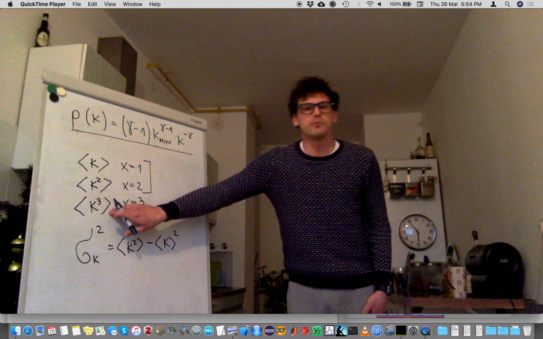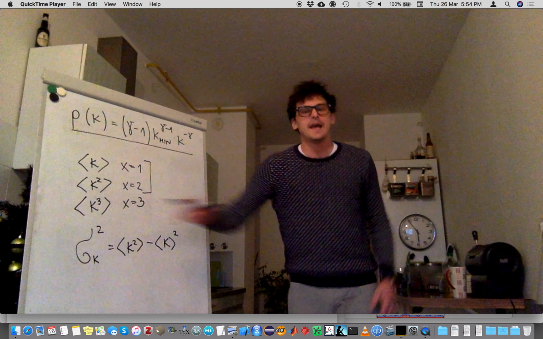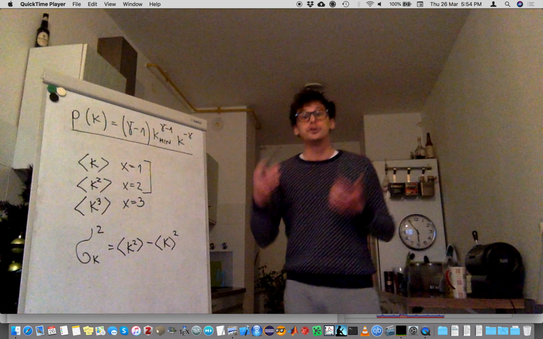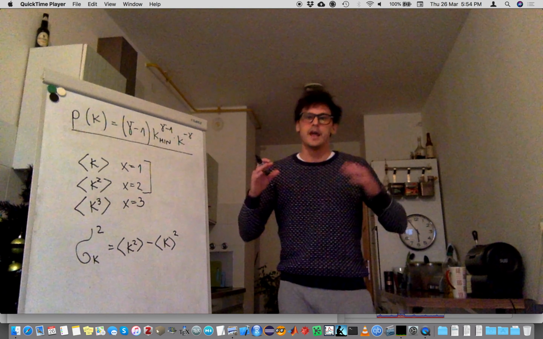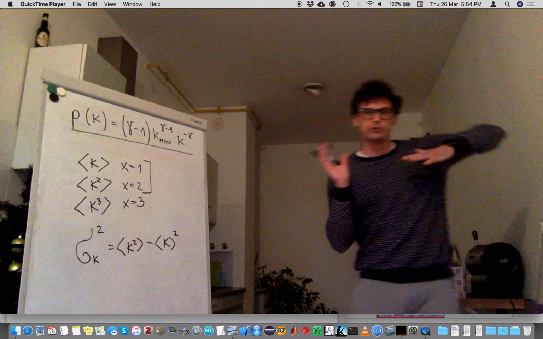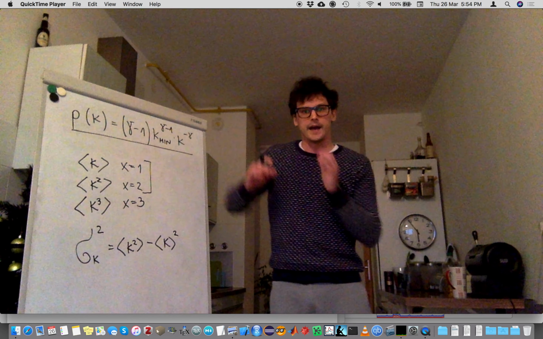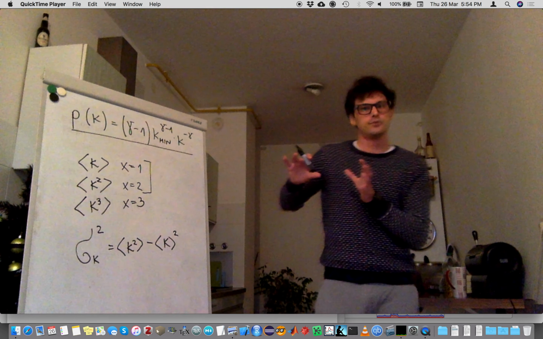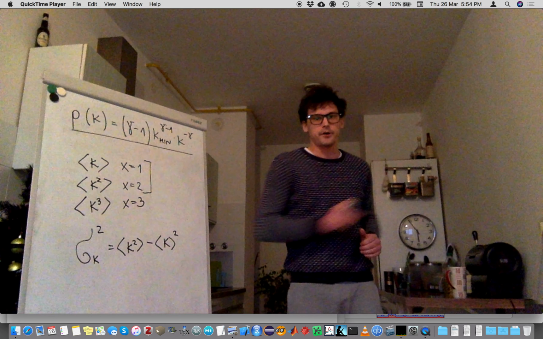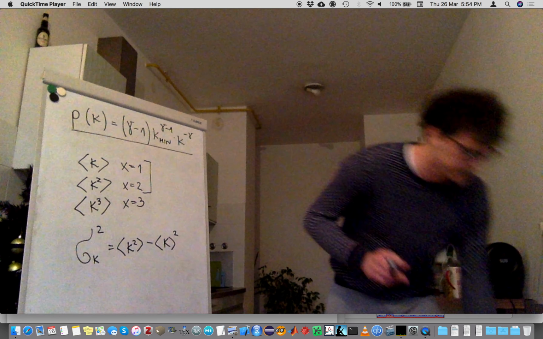Now, if you're interested, what does the third moment tell us? It tells us about the skewness of the distribution, whether the distribution is skewed to the left or skewed to the right. So there is more mass of the distribution on the right side or on the left side.